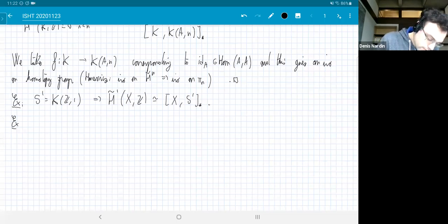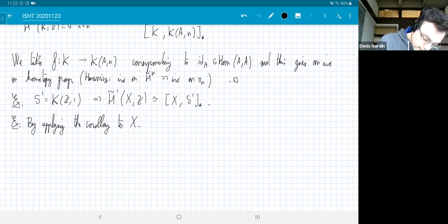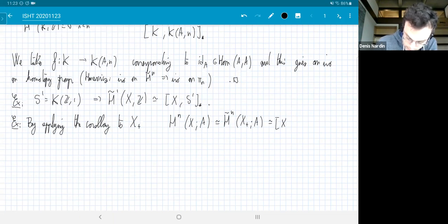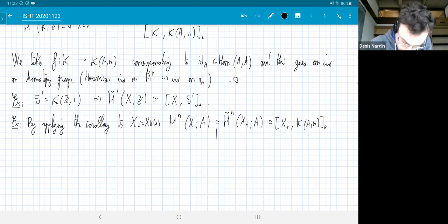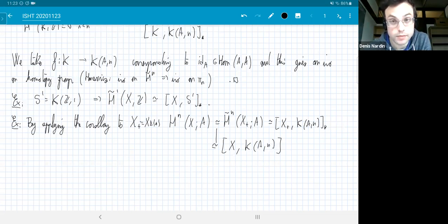And actually, another example, by applying the corollary to X plus instead, you get that H^n(X; A), which is H^n tilde of X plus with coefficients in A, is the pointed homotopy classes from X plus to K(A, n), which is just homotopy classes from X to K(A, n), where X plus is just X disjoint union a base point. Let me write it bigger here. That's actually the way the theorem is more often stated. But that's completely equivalent. And so that's this interesting fact.